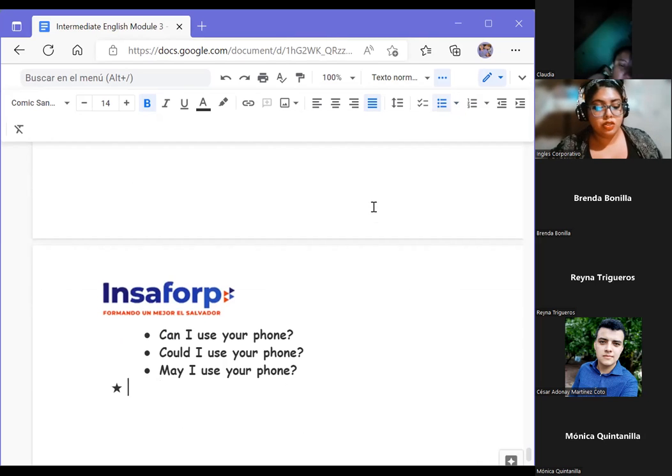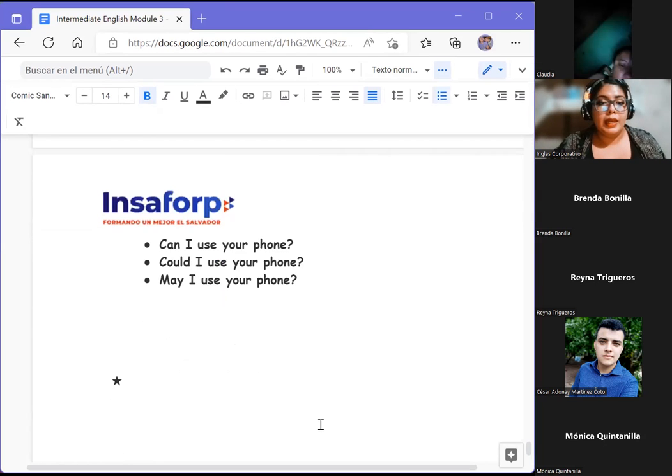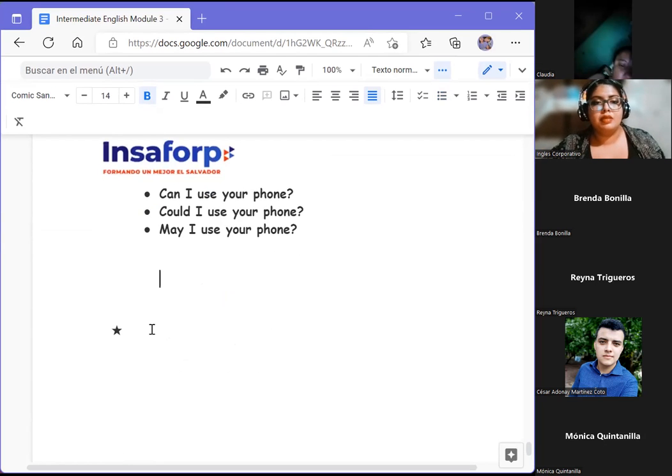The next one is to give advice. In this case, it's asking or giving permission to do some actions. And in this case, we are going to ask for advice. Vamos a pedir consejos. Or in this case, it's giving, es dar consejos. Giving advice.